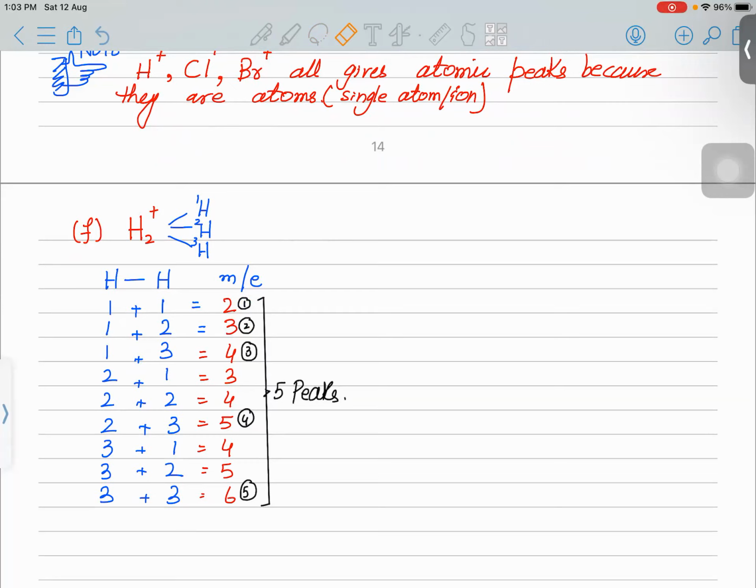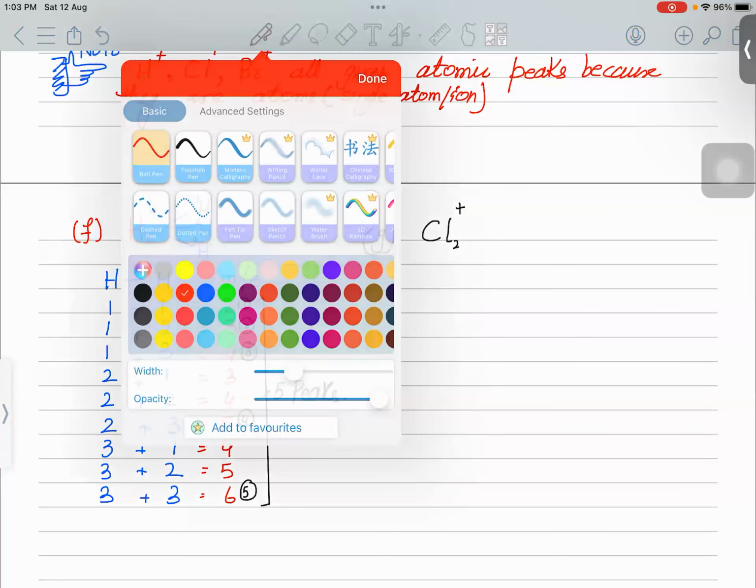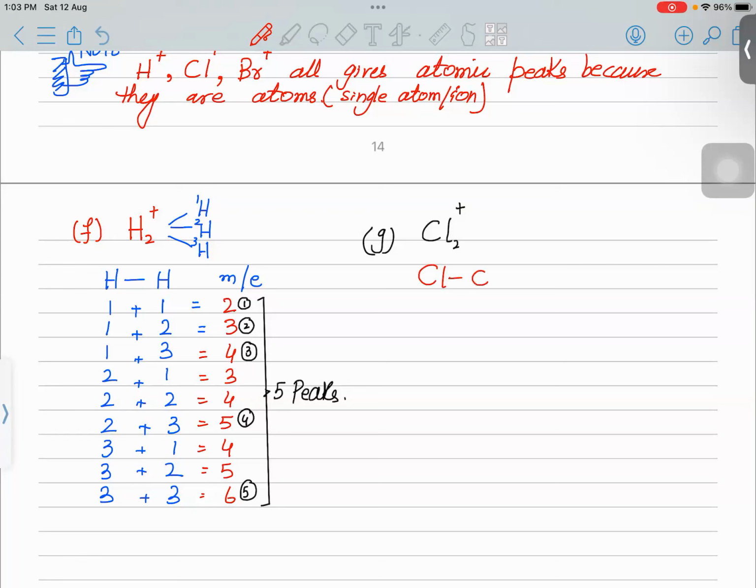Could you do the same thing with chlorine? Yes, we have a lot of examples, right? Now, Cl2 positive. So you have chlorine bonded with chlorine. Here you have the mass over charge ratio. You know chlorine has two isotopes, 35 and 37. So 35 with 35, 35 with 37, 37 with 35, 37 with 37.